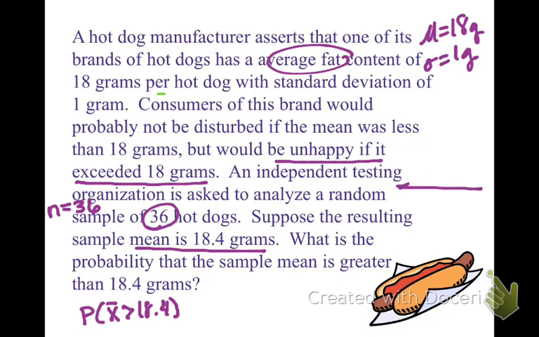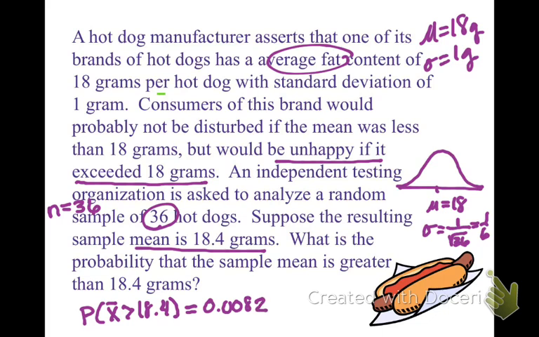Well, remember, we're looking at a sampling distribution here. This is going to have a mean of 18 and a standard deviation of 1 divided by the square root of n. 1 divided by the square root of 36, or 1/6. So we're going to calculate the probability of getting a sample mean of 36 hot dogs that has an average value of 18.4 or greater. This comes out to 0.0082. So this should start ringing a bell.